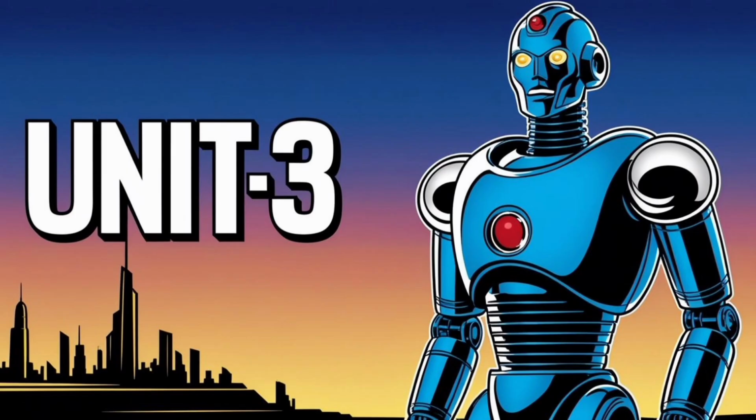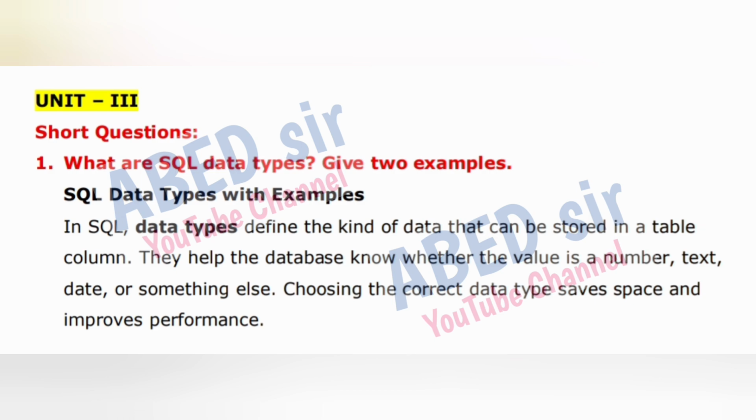Unit 3 first important short question is: what are SQL data types? Give 2 examples. SQL data types with examples. In SQL, data types define the kind of data that can be stored in a table column. They help the database know whether the value is a number, text, date, or something else. Choosing the correct data type saves space and improves performance.